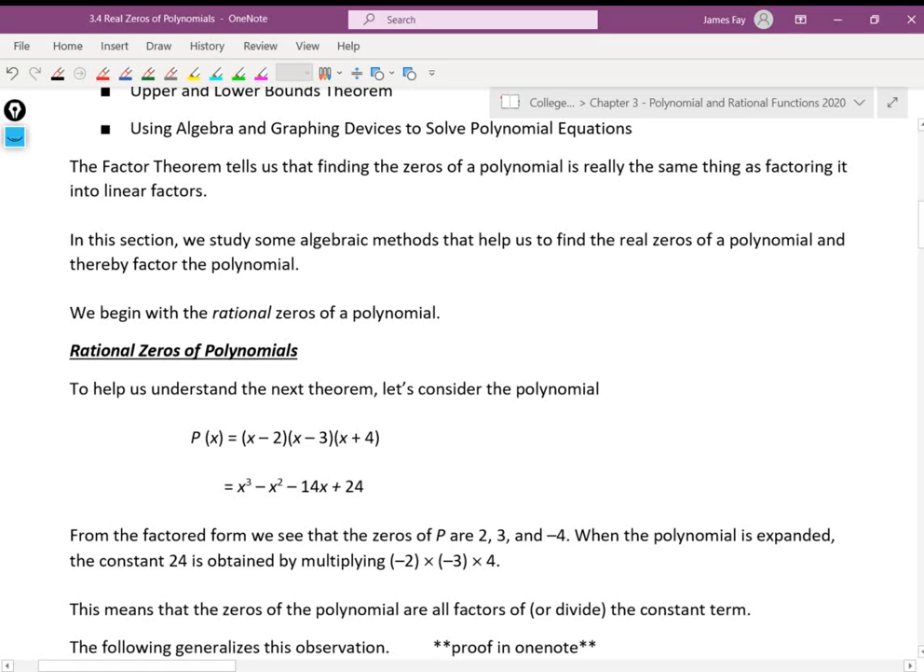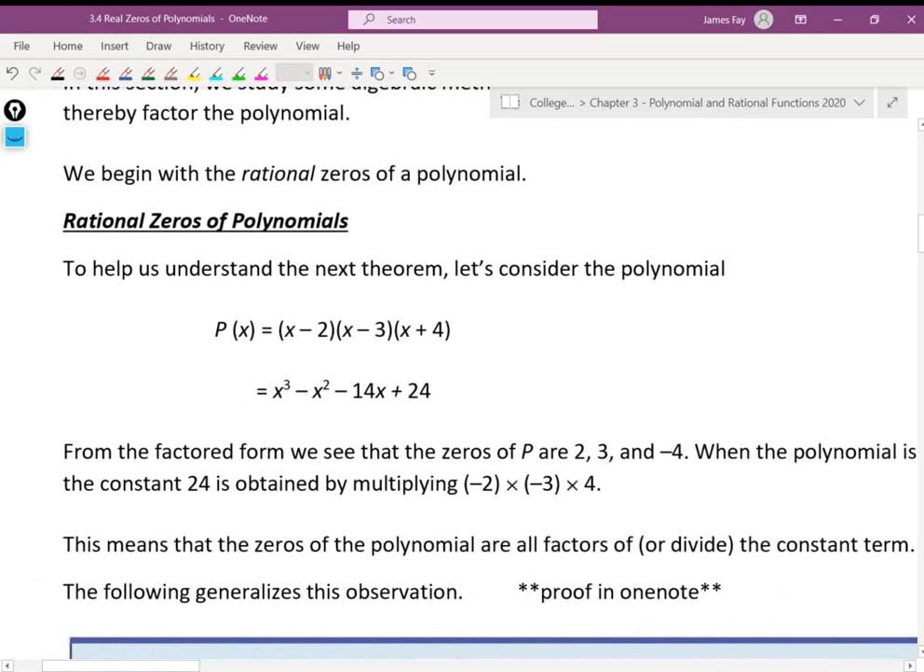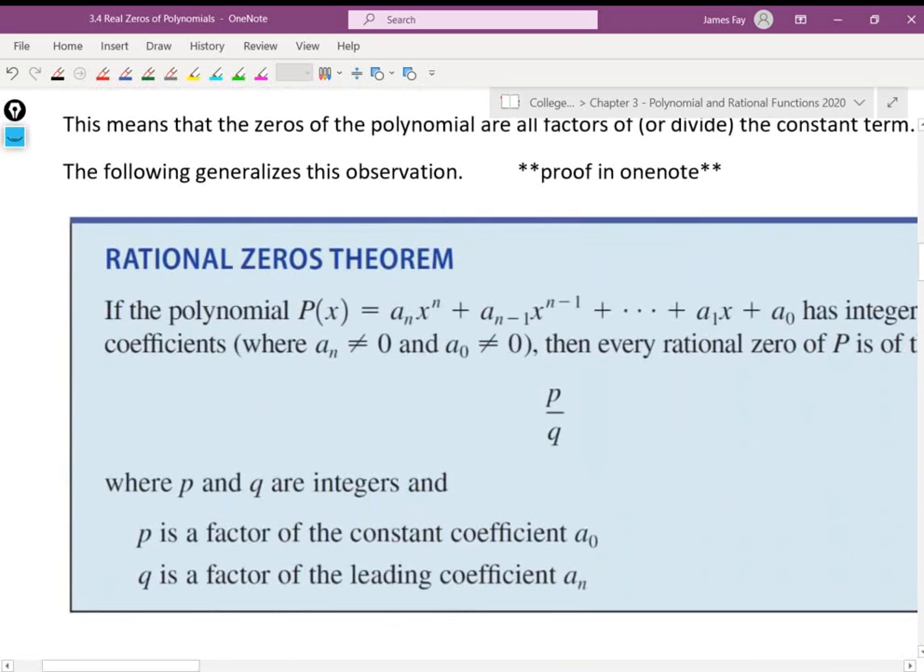So in this section, we study some algebraic methods that help us find the real zeros of a polynomial and thereby factor the polynomial. So after 3.4, we should be able to factor any polynomial we ever come across. But I'm going to begin this with hopefully a little bit of an exercise that gets you to understand to some extent why this theorem works.